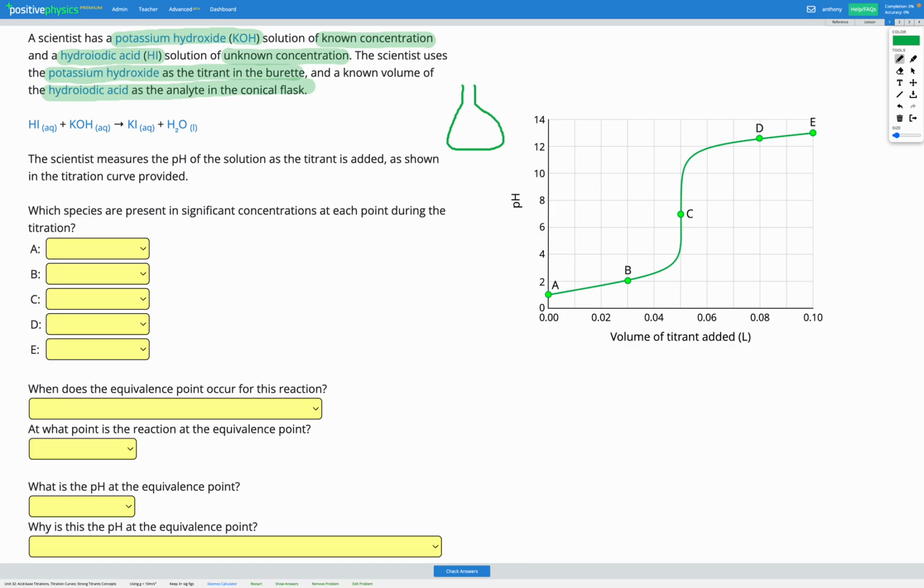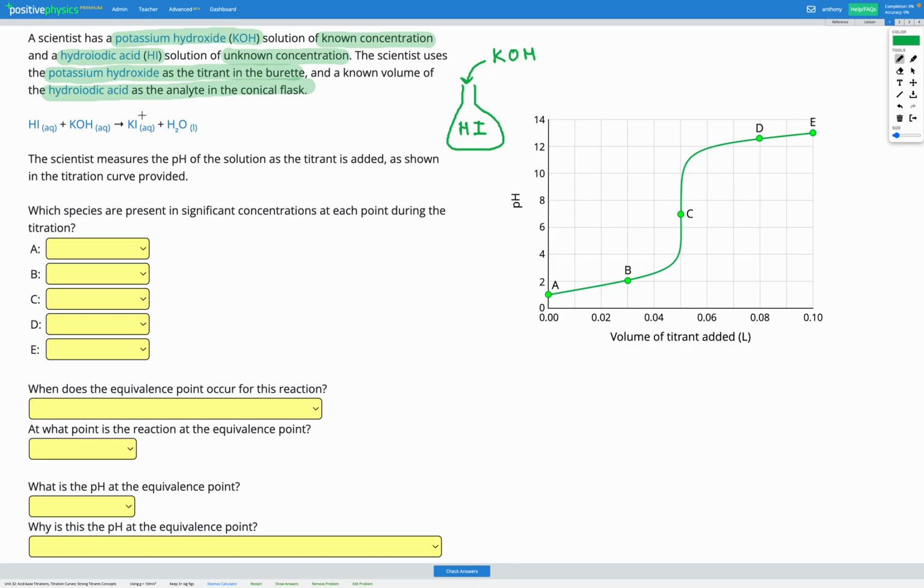we're starting off with hydroiodic acid in the conical flask, and we're adding potassium hydroxide to that. Remember, in titrations, we use an indicator to determine when the pH changes through an important point. Since this is a strong acid, strong base titration, that's going to happen at a pH of 7.